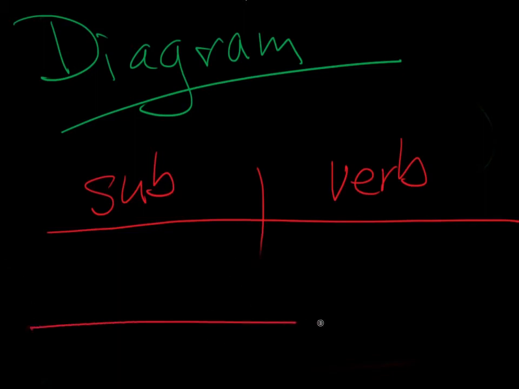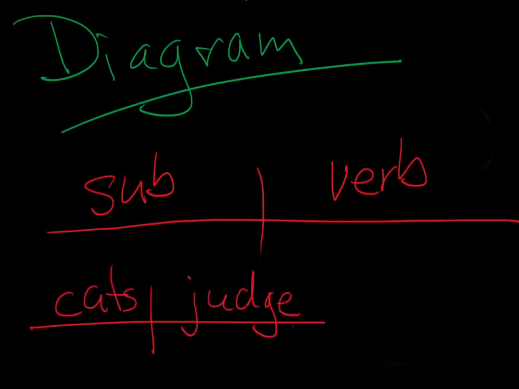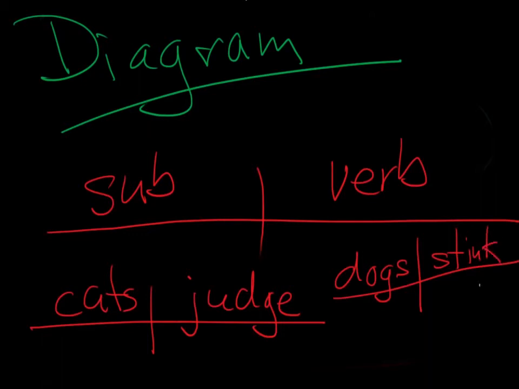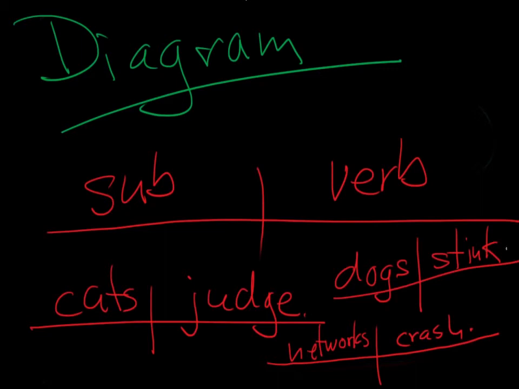So we said cats judge. Right now with these two-word sentences, it actually doesn't change anything at all. Dogs stink. That's what they do. They do other things too. I love dogs. Networks crash. There's my subject on the left, my verb on the right. And you should probably put your punctuation in as well. A period. So there you have diagramming basic simple sentences with subjects and verbs.